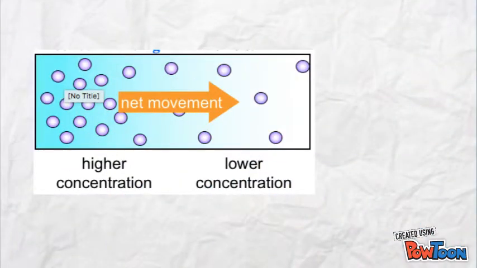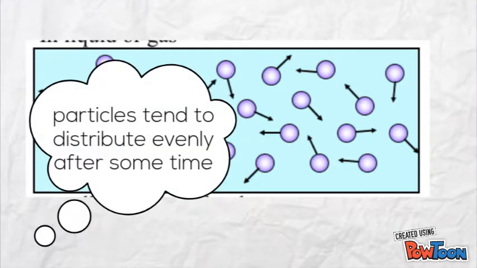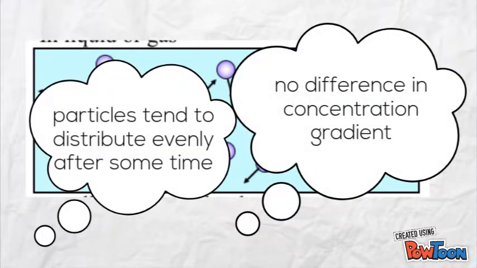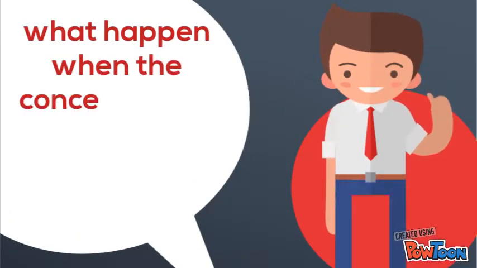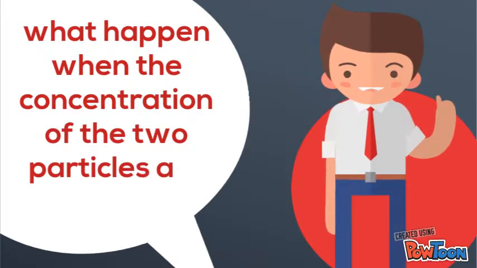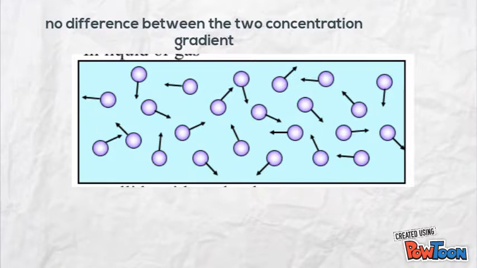So what happens when diffusion continues to happen? Particles will continue to move around randomly, and they tend to distribute evenly after some time, which results in no difference in concentration gradient. So what happens when the concentrations are the same and no longer different? Now we can see that the ink particles are distributed evenly in the water, and the arrows indicate that they are still moving around randomly.